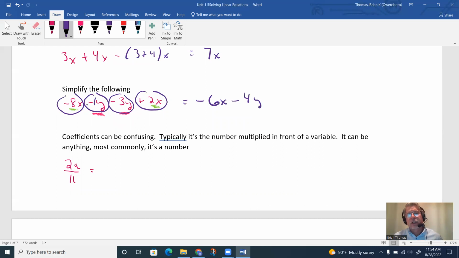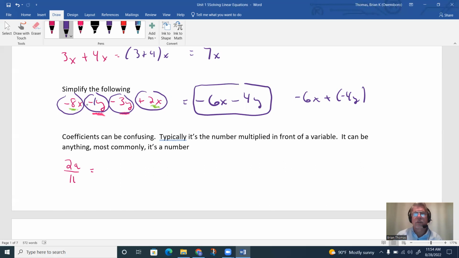In algebra, we usually don't write this as -6x plus -4y, even though that's correct. More commonly, we just write this as -6x minus 4y. It just requires fewer symbols. So even though this says subtraction, when I'm talking algebra, I'm looking at it as terms: a -6x and a -4y. I can read it either way. It's interchangeable.